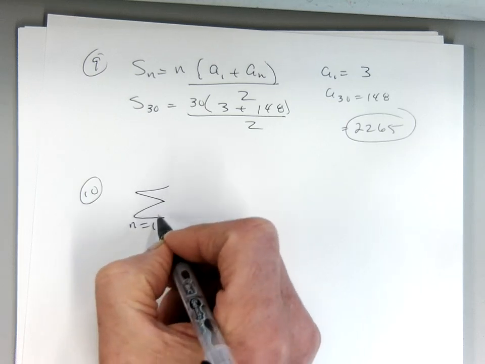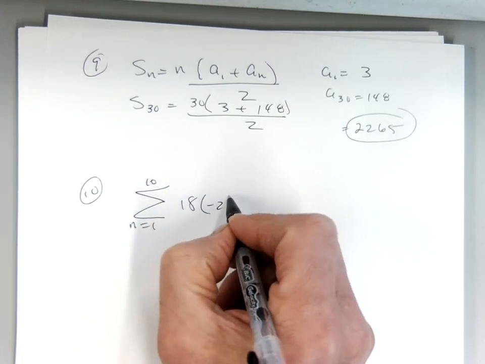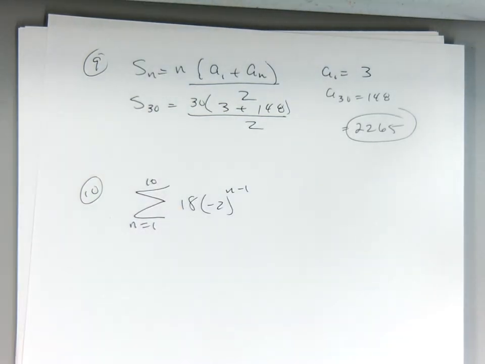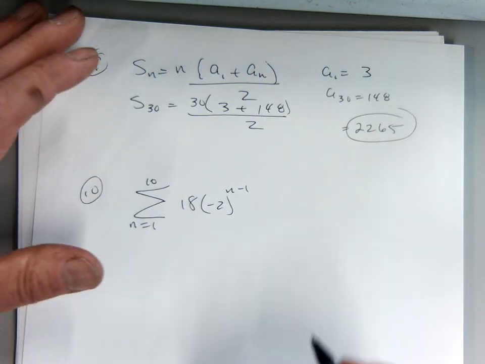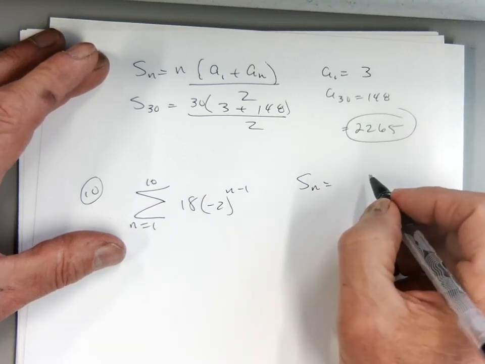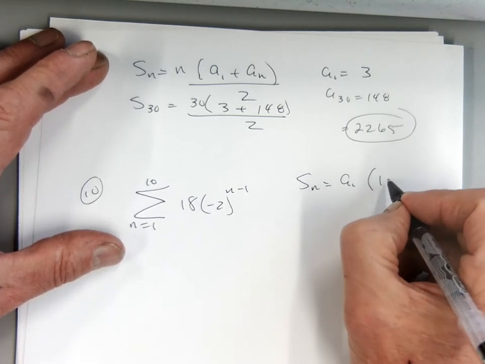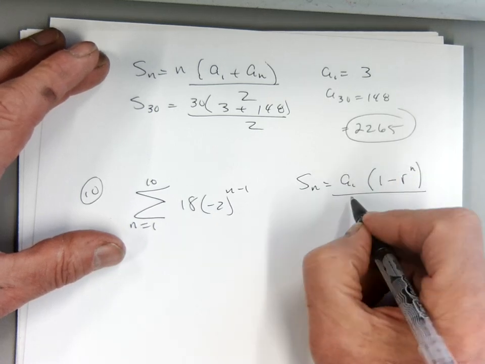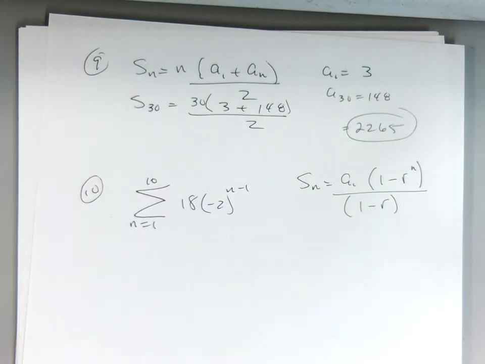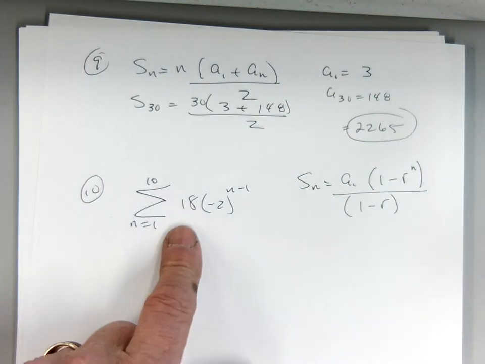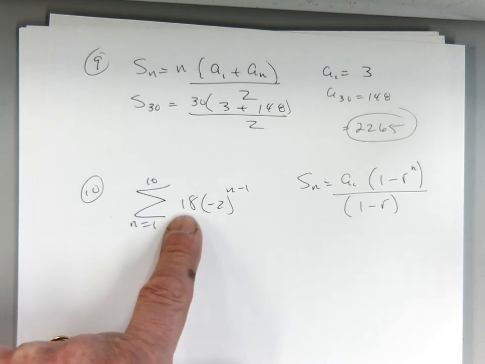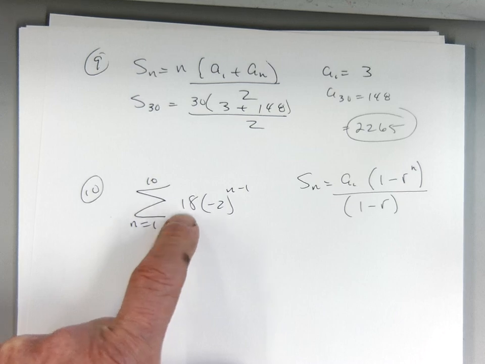We've got the sum from n equals 1 to 10 of 18 times negative 2 to the n minus 1 power. Arithmetic or geometric? It sure looks like the geometric one, doesn't it? You guys agree? So I go with geometric. Let's use that formula. S of n equals A1 times 1 minus r to the n power over 1 minus r. What's A1? It fits the formula perfectly. So A1 is 18.